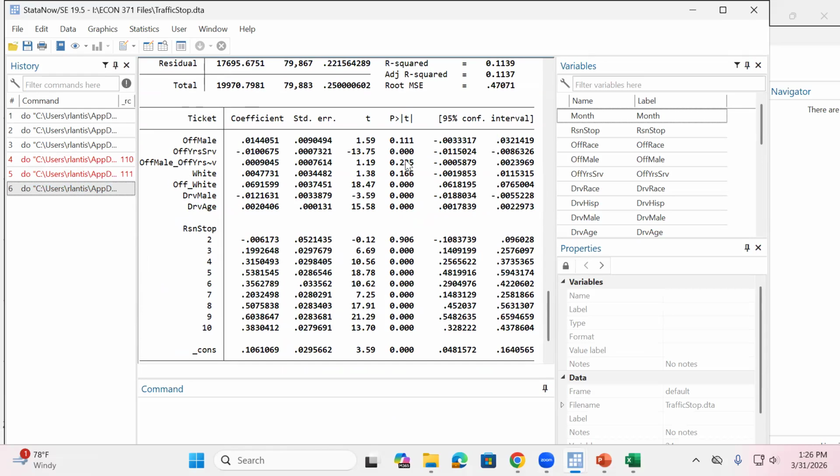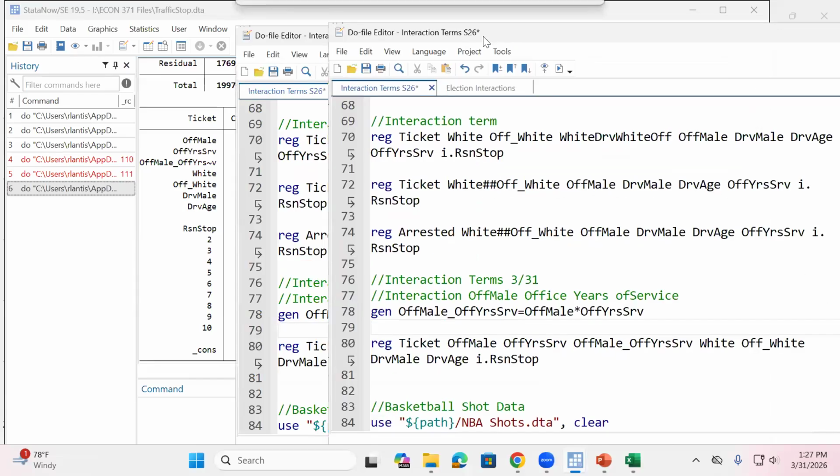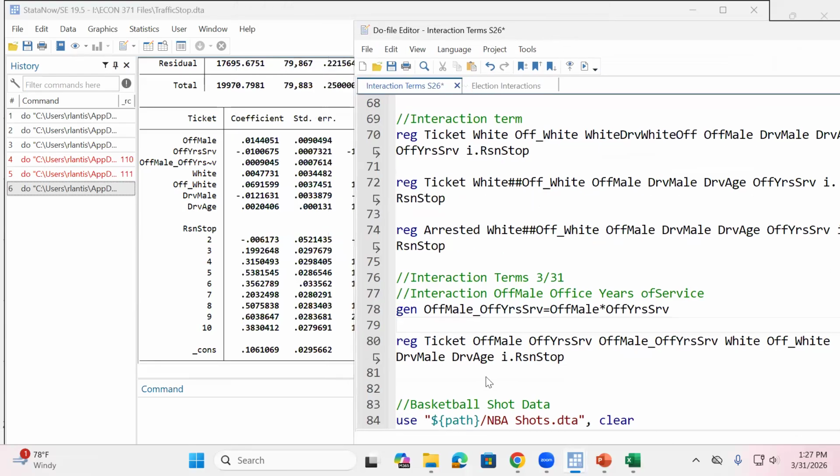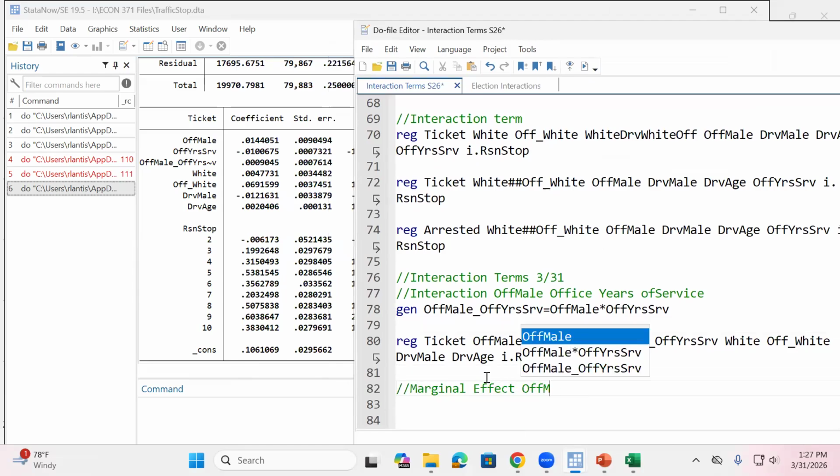Now, we don't have a lot of statistical significance here, right? In fact, the interaction term here, I can't say it's any different from 0, but we'll just act like it is statistically significant so that we can use these coefficients to think about marginal effects, okay? So let's say I wanted to know the marginal effect of the officer being male, okay?